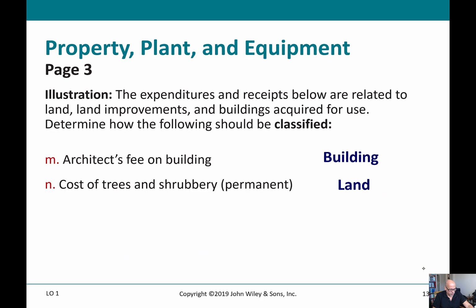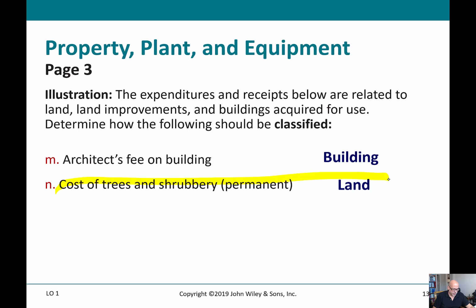Okay, and so on. Okay, guys, I don't think we need to kill ourselves going through cost of trees, shrubbery. Those are considered more permanent. Those become part of the cost of the land. Okay, now again, just to make sure that we are clear on why this is important, because you're like, well, why are we making such a big deal out of what's land, what's property, what's plant, like our factory building, what's equipment? Because our property, our plant and our equipment, but not land assets, will need to be depreciated. Land is not depreciated.